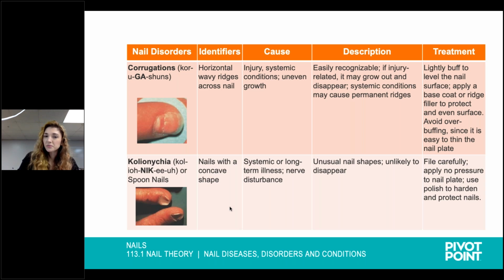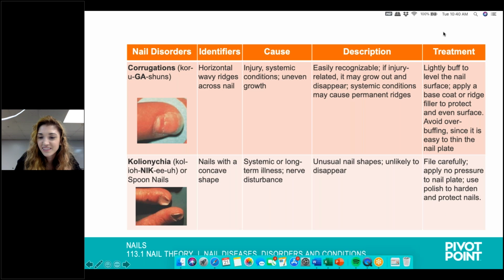Everyone knows as we get a little bit older, our body doesn't process nutrients as well as we would like it to. So you're more susceptible to having conditions like this. And the nails are always the first thing to get affected. Unlikely to disappear, yeah, that's true. Once this happens, it just kind of is.